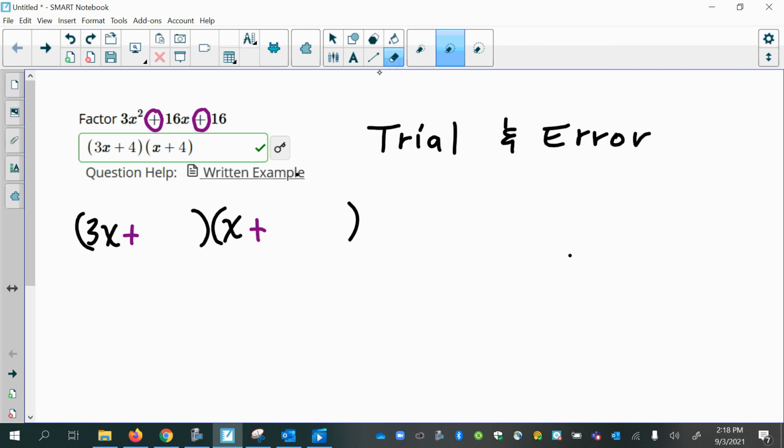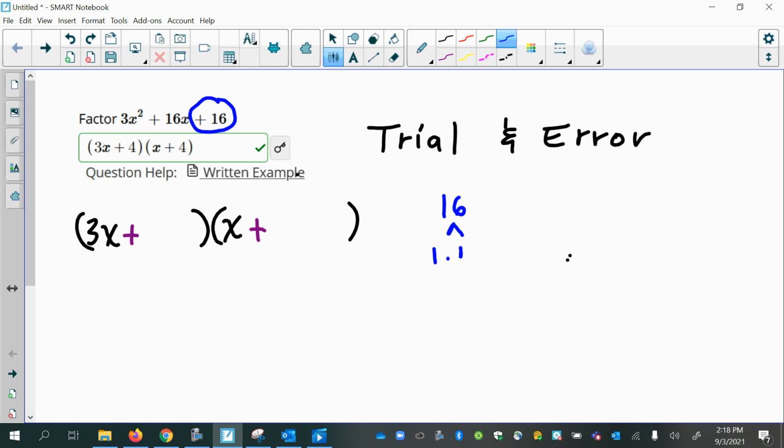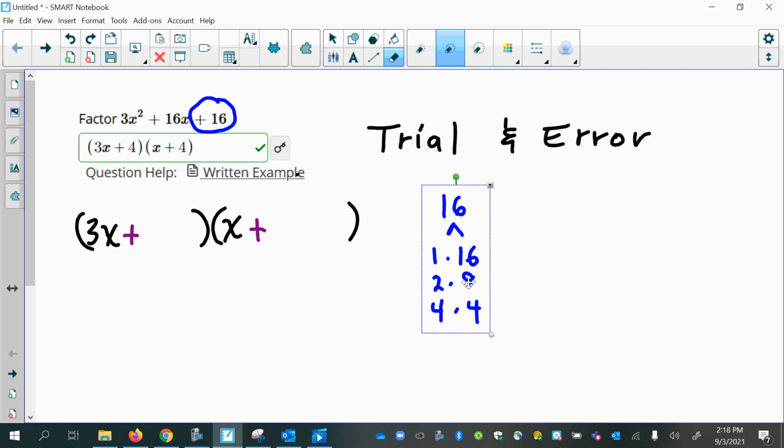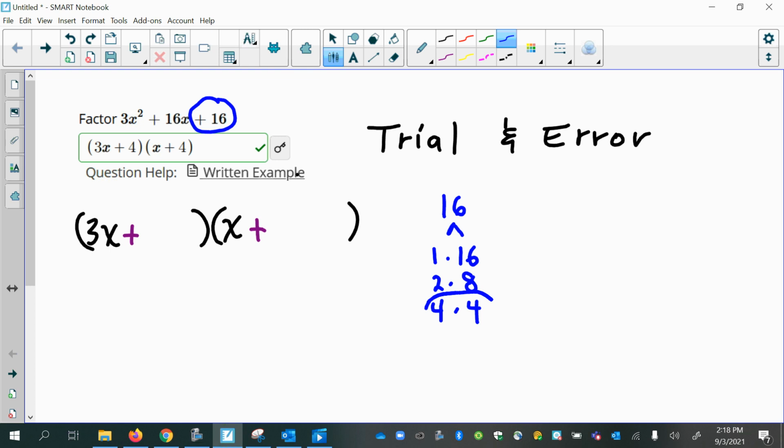Now that I've figured out that much of it, I can focus on getting those last two numbers for each set of parentheses. So I'm going to take the factors of 16 and think of all the different ways that I could have a factor pair that would give me 16. And from here, I'm going to do trial and error. So I recommend trying the pair that is the closest to each other, just because it's very common for that to be what works.